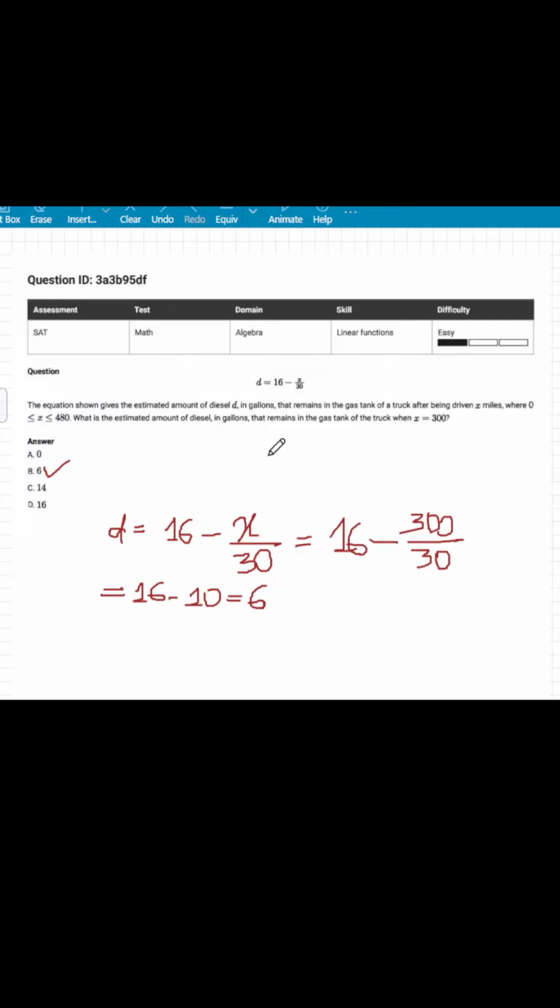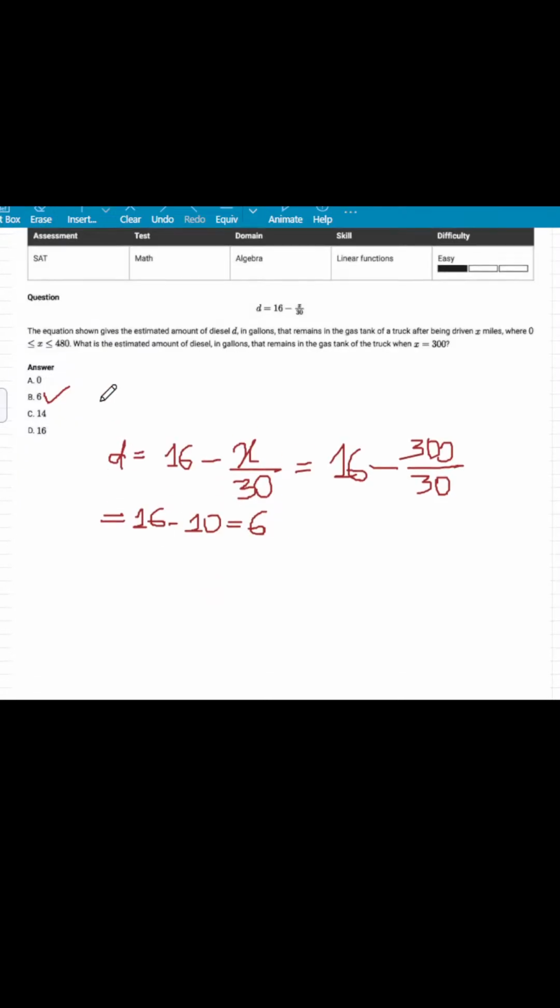In this question, you just have to put the value. Since this is a linear equation and we are already given the equation, we just have to put the value of x for the required value of d. So the correct answer will be B.